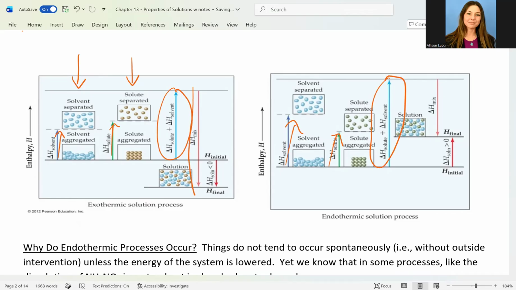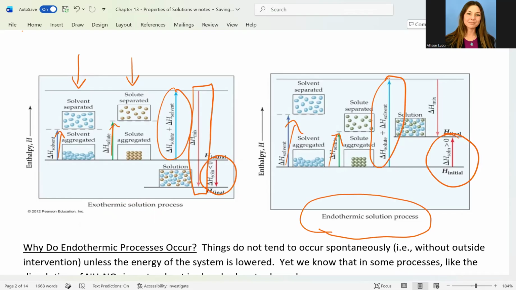But then this process of mixing, as mentioned before, increases the entropy, the disorder of our system, so much that we actually can see an exothermic solution process over here upon mixing. And even this endothermic solution process shown over here, where we would have a positive delta H versus the negative delta H over here in the exothermic process, this still happens.